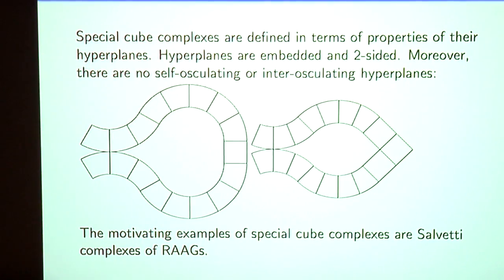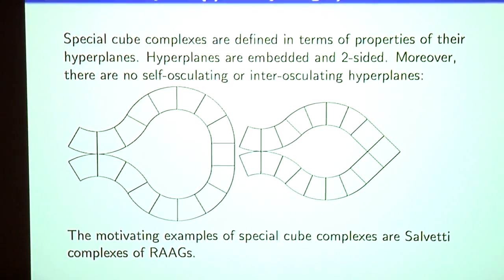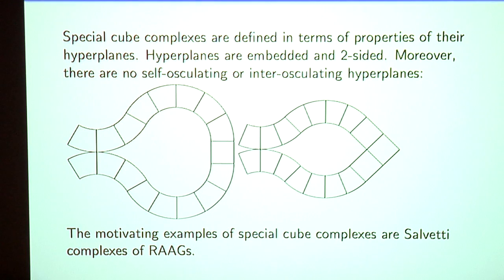You can check that they have these embedded hyperplanes. You get a hyperplane for each generator in the group. And these hyperplanes don't oscillate or interosculate. So it's not too hard to check that Salvetti complexes of right-angled Artin groups are special cube complexes.